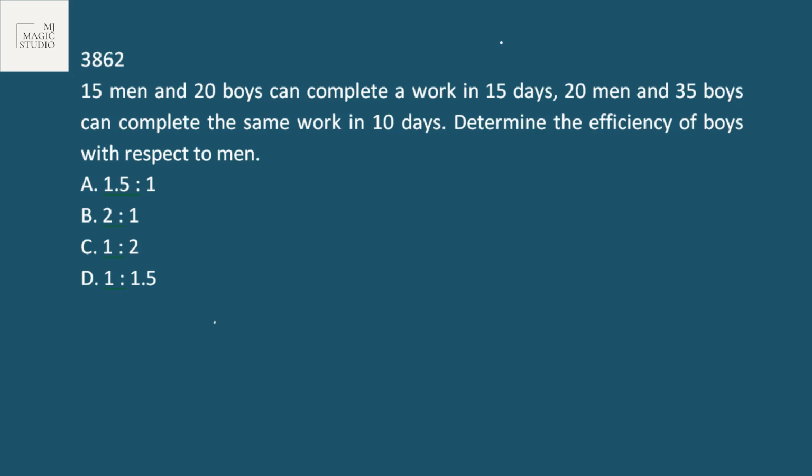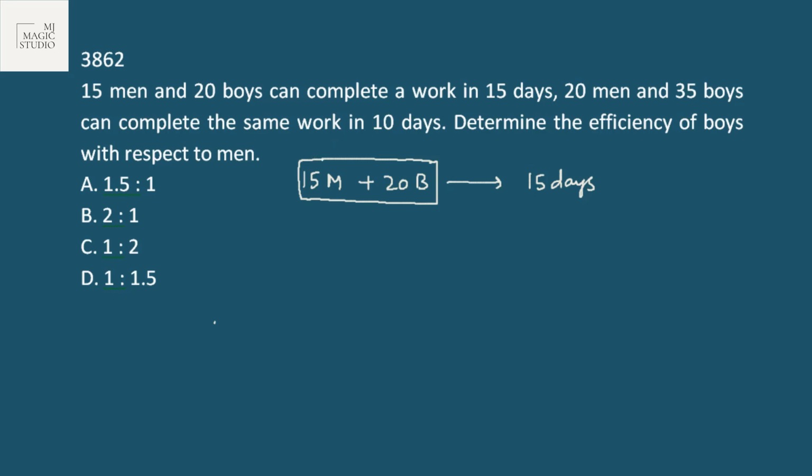A question from time and work is a must in a sample set. A question from time and work. 15 men and 20 boys can complete a work in 15 days. Suppose this is one group. One group of people completes the work in 15 days. Then how many such groups are required to complete the work in one day?